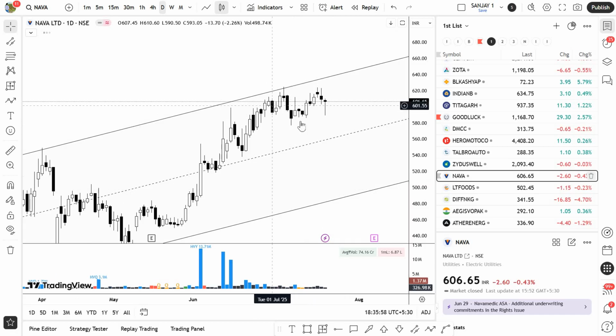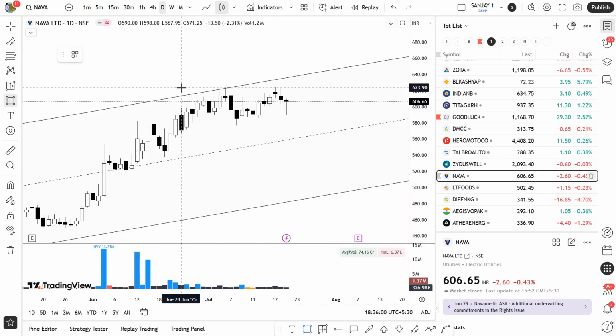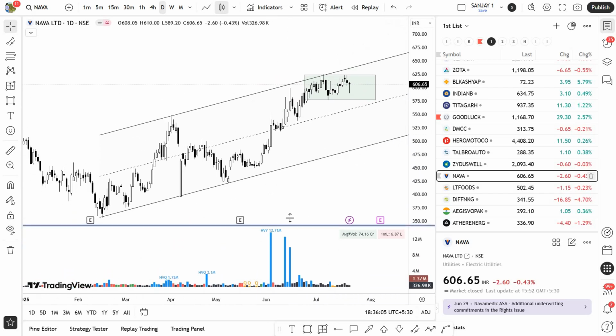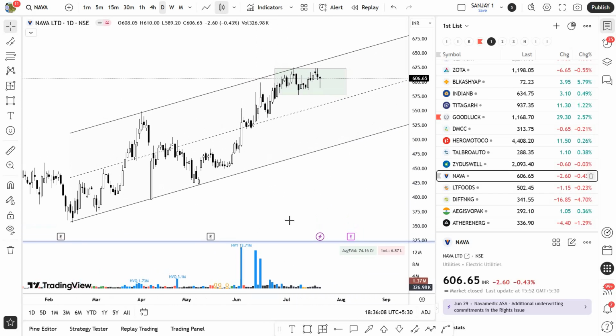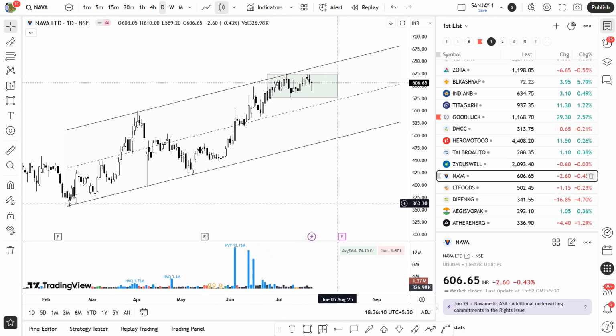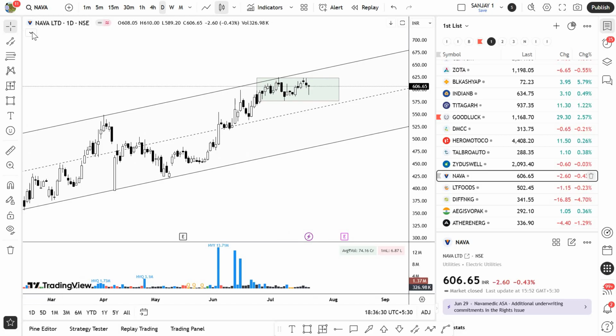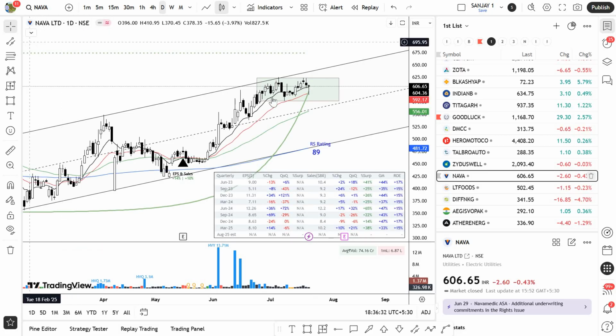In Nava also it is forming a very good box range. For a few weeks I have been watching it, but you can see how the price is moving in this particular channel. Okay, this might be an earnings play here. After earnings it gave this big move. Okay, but here it has found its exhaustion place, and this is not what we want it to do.